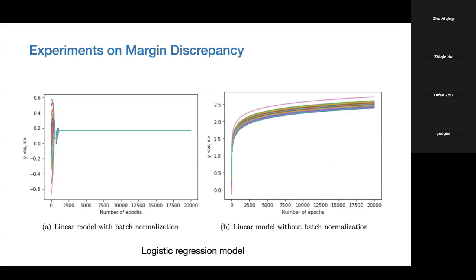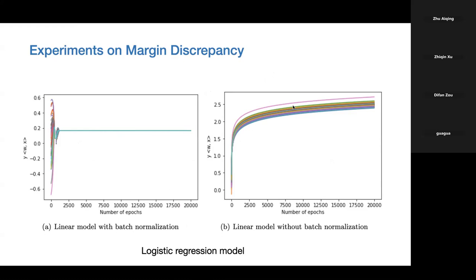So this is just some empirical results in terms of the margin discrepancy. The left figure is something we have shown before. If we consider batch normalization, finally all the data will have the same margin. The right-hand side is where we consider a linear model without batch normalization. In that case, the data will have different margins.